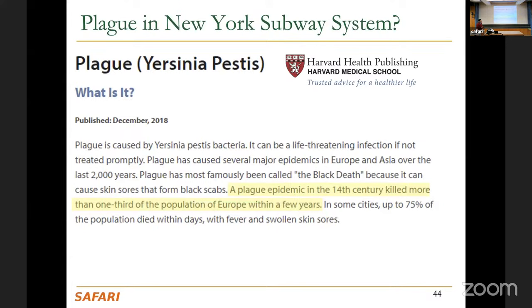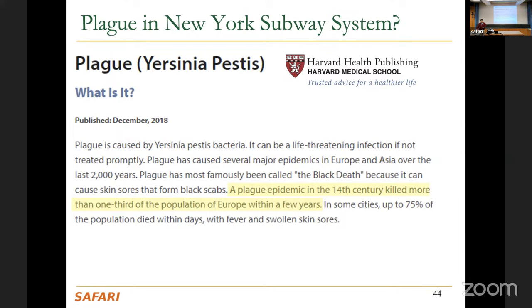I think this is very interesting. So I guess you know the plague disease, right? This was very problematic in 14th century Europe, wiping out almost one third of the entire population. This was a very serious epidemic back then.